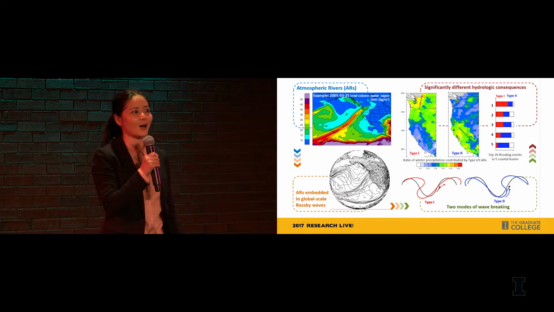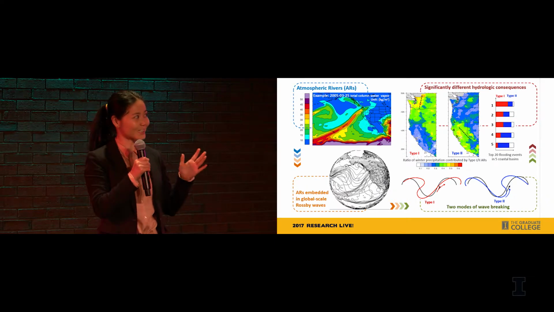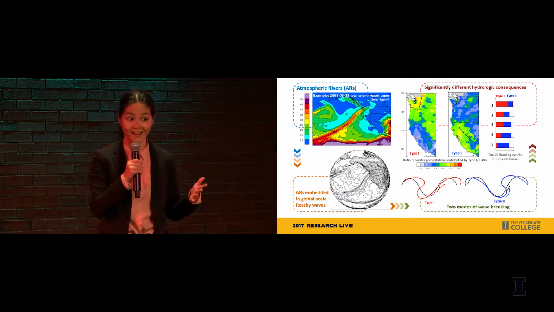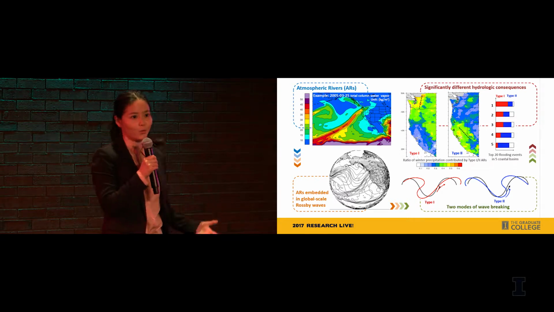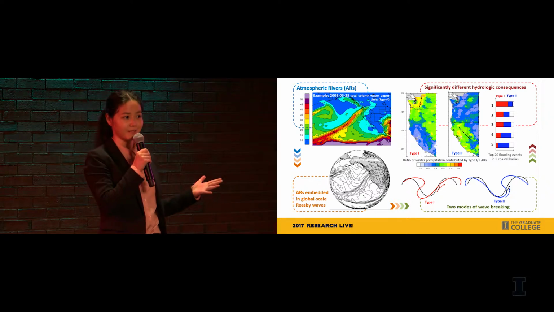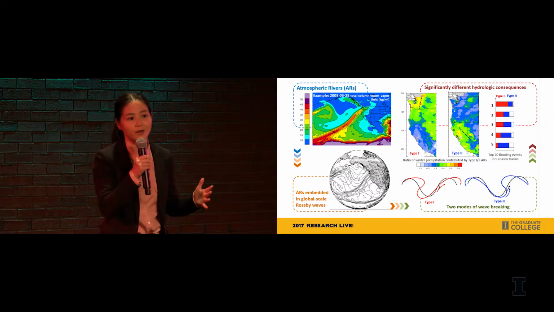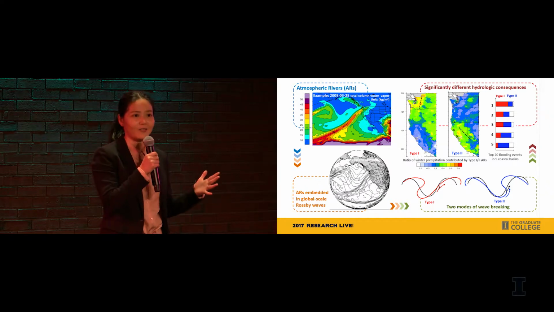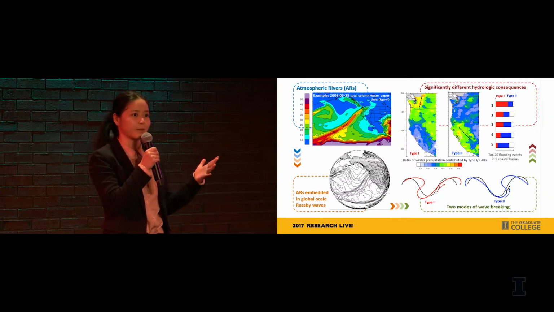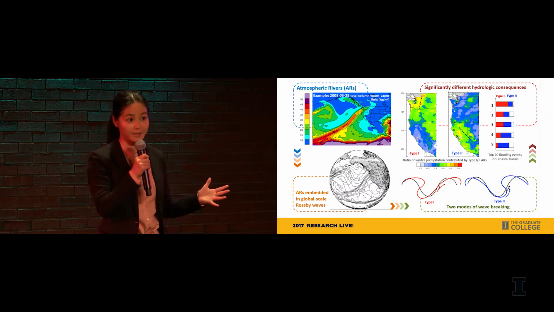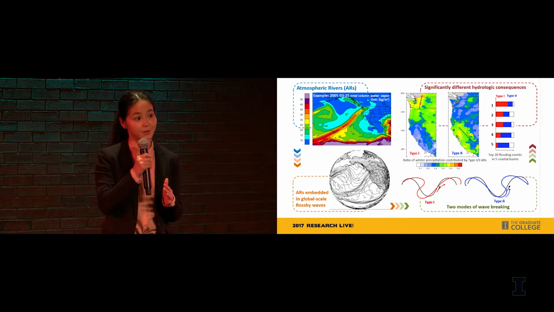Hello, everybody. I am excited to tell you about some of my work on atmospheric rivers, or ARs for short. So, what are ARs? They are essentially like rivers in the atmosphere, but instead of transporting liquid water, ARs are transporting water vapor. However, the rate of water vapor transport through an average AR is about 7 times the discharge of the Mississippi River.